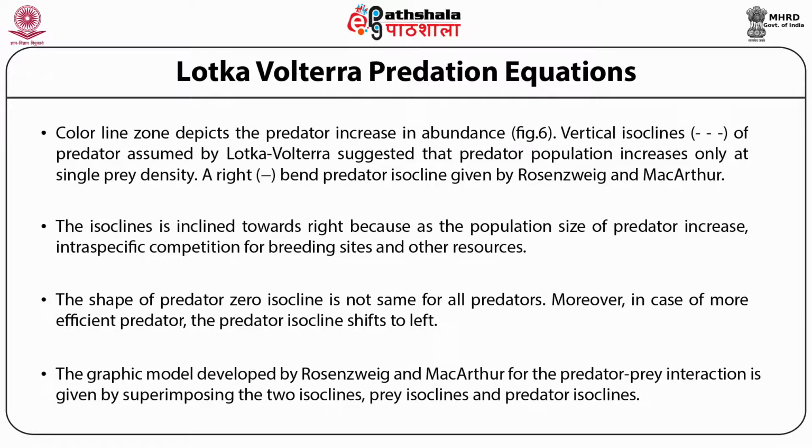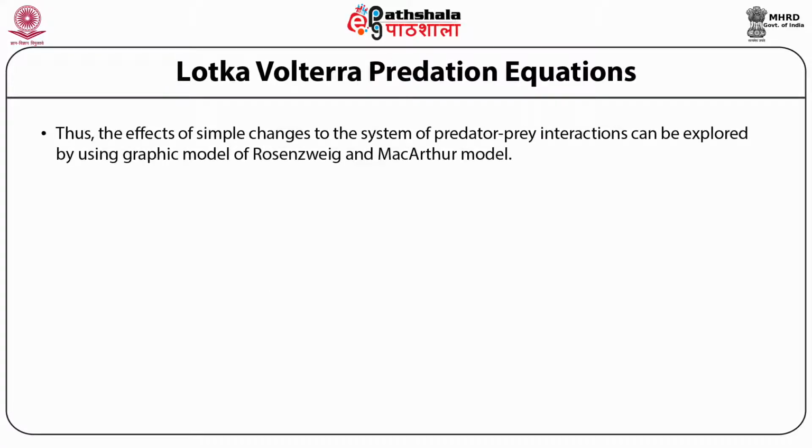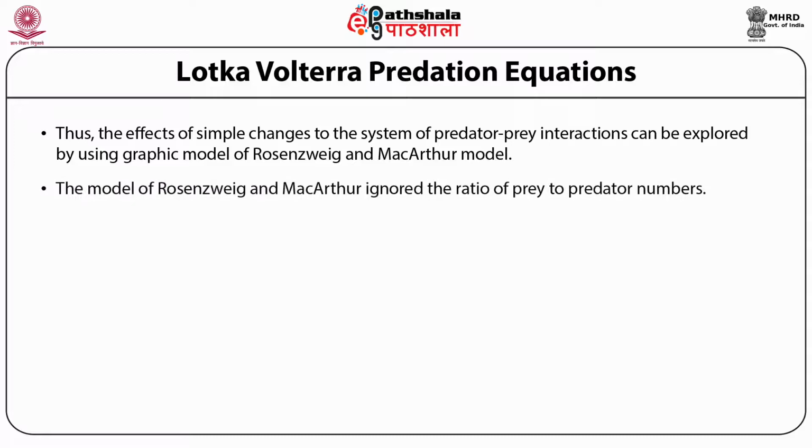The graphic model developed by Rosenzweig and MacArthur for the predator-prey interaction is given by superimposing the two isoclines, prey isoclines and predator isoclines. Thus, the effects of single changes to the system of predator-prey interactions can be explored by using the graphic model of Rosenzweig and MacArthur. The Rosenzweig and MacArthur model ignored the ratio of prey to predator numbers.